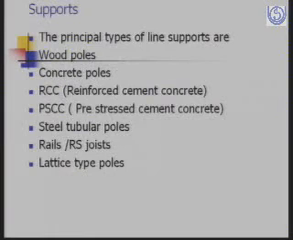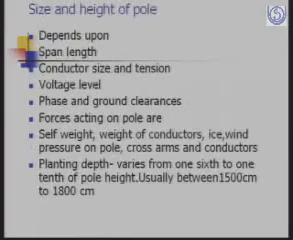The principal types of line supports being used are wood poles, concrete poles. Concrete poles may be reinforced cement concrete or pre-stressed cement concrete. Then we have the steel tubular poles. We are also using rails or rolled steel joists as poles, and we also use lattice type poles for the distribution systems. Various types of poles, the use depends on the height, the voltage level, and the type of terrain in which you are going to put the system.